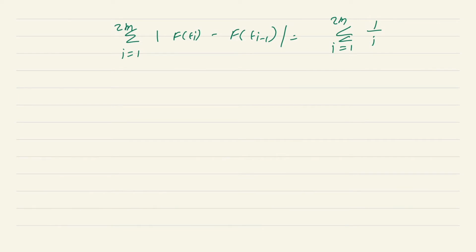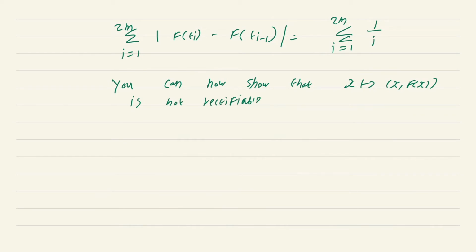Now you can show that x going to x comma f of x is not rectifiable. I leave it to you as an interesting exercise. Essentially, you have to use the fact that the summation of 1 by n diverges. That's what is going to be used. So this shows that you cannot expect all curves to be rectifiable. There are quite simple curves that we can define which are not rectifiable.